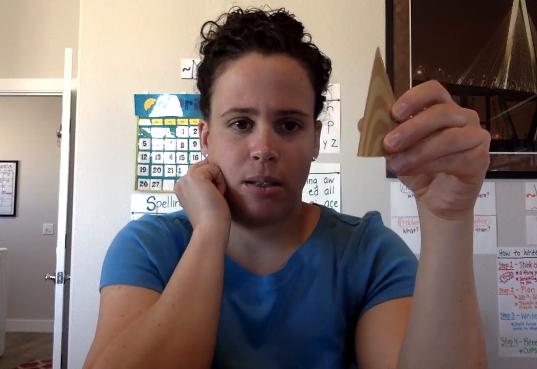Next up, again, 0 edges, 1 vertex, 1 face. What shape is this? Cone. If you said cone, you are correct. And again, the face of a cone, the only face of a cone, is what shape? A circle. Good.